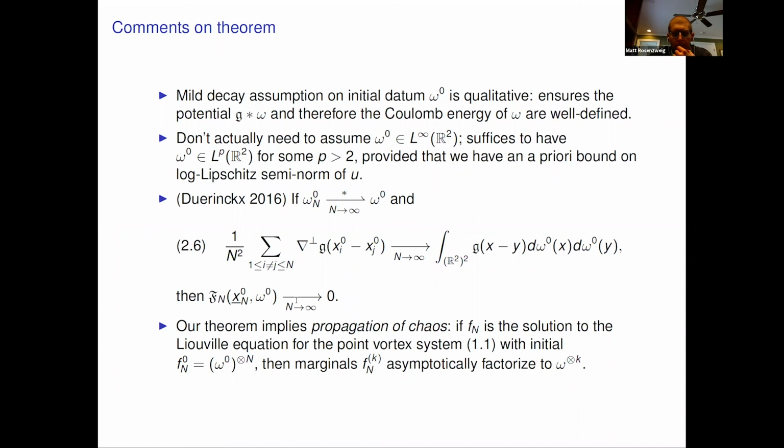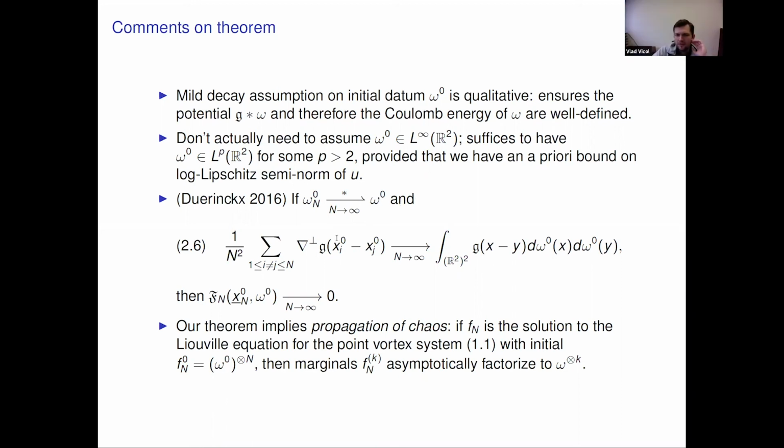And then the last remark is that we're working at the level of the empirical measure, but if you instead worked at the level of the Liouville equation, corresponding to randomizing the initial datum at the N-body level, then you also have propagation of chaos, which means that if your solution to the Liouville equation is initially factorized, so the distribution of the point vortices is independent and identically distributed, then all the k-particle marginals have to asymptotically factorize as well.